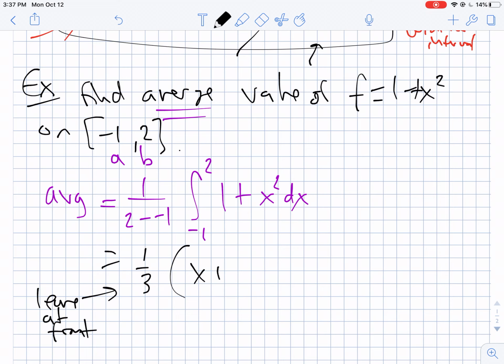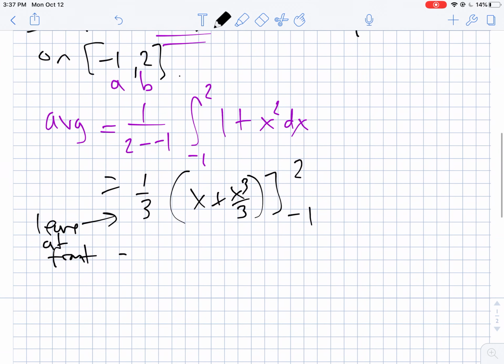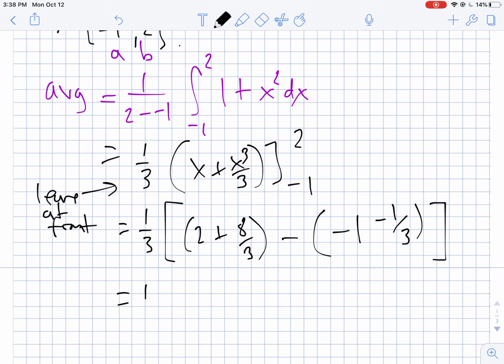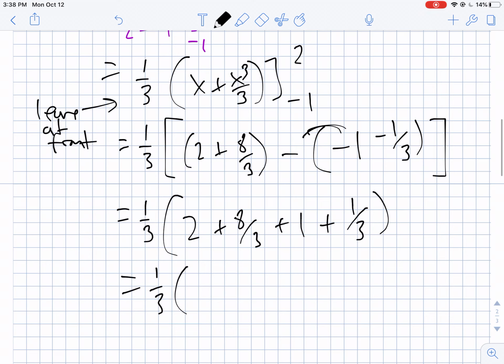So this integral is x plus x cubed over 3 going from -1 to 2. So I'm going to leave that 1/3 in front and then put some big brackets. When I plug in 2, I have 2 plus 8/3. When I plug in -1, I'm subtracting. So that's -1, and then -1 cubed is -1 over 3. Okay, so let's simplify everything that's going on in here. So this is 1/3 times 2 plus 8/3, and then minus becomes +1 plus 1/3. So that's 1/3 times 2 plus 1 plus 9/3, which is 6, which is 2.